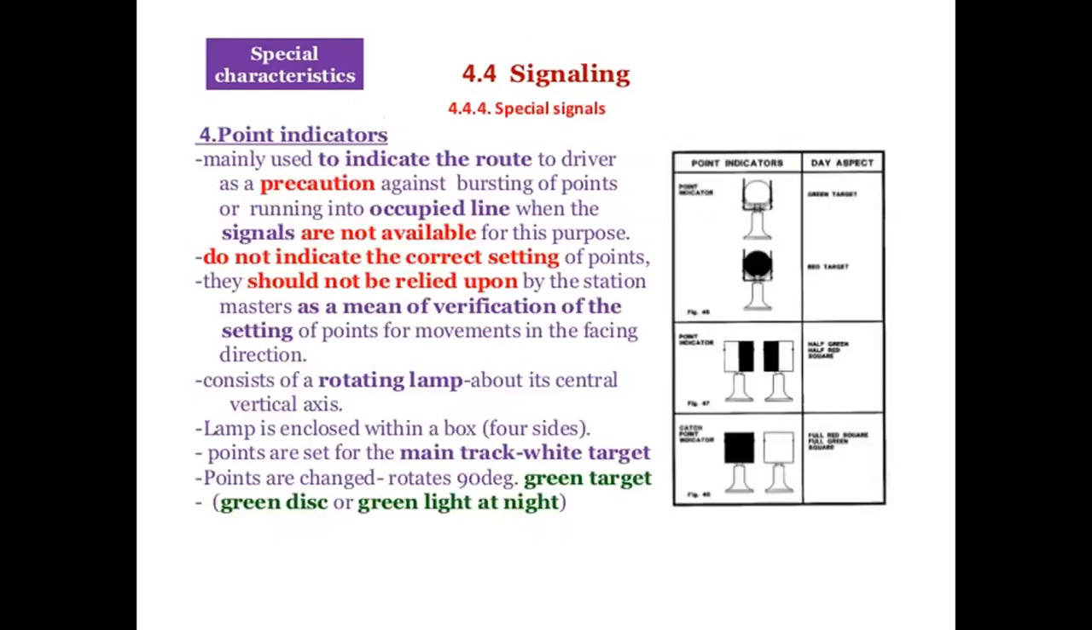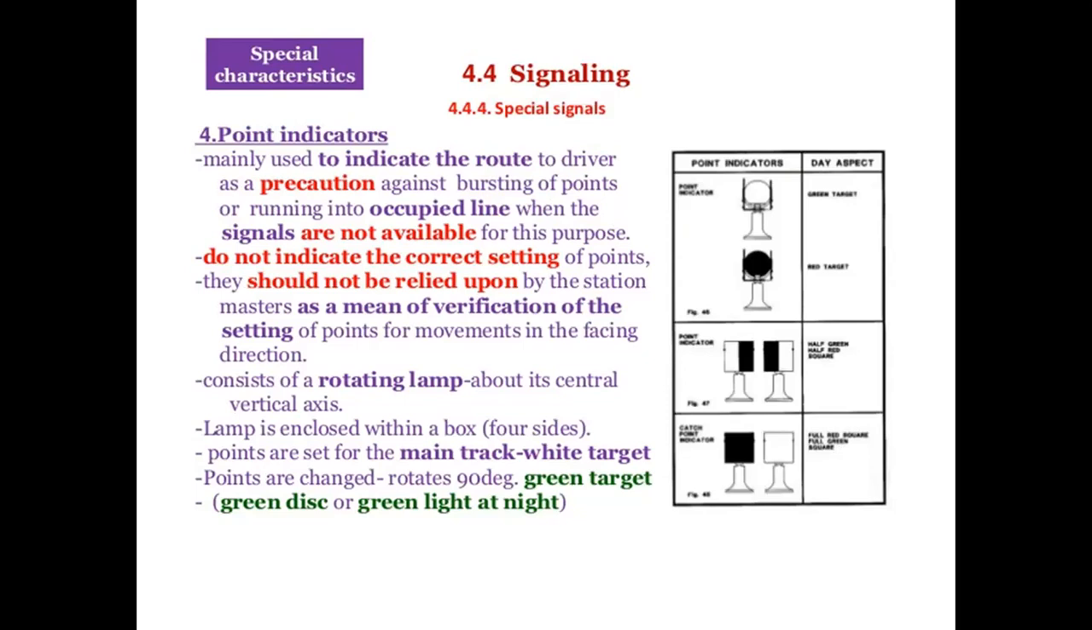So here, the point indicators. These are mainly used to indicate the route to the driver as a precaution against burst of points or running into an occupied line when the signals are not available for this purpose. They do not indicate the correct setting of points. They should not be relied upon by the station masters as a means of verification of the setting of points for movements in the facing direction.